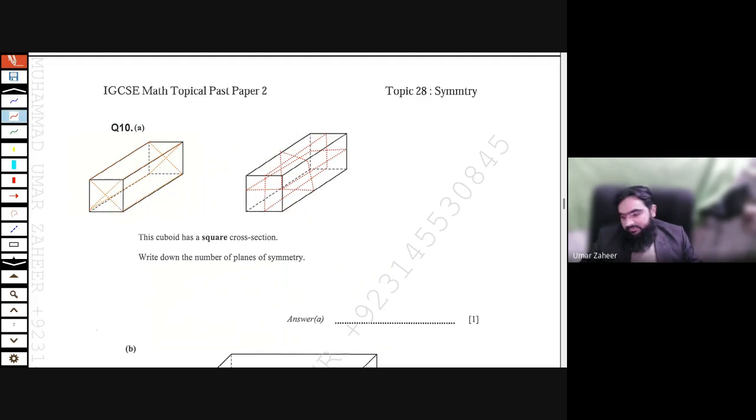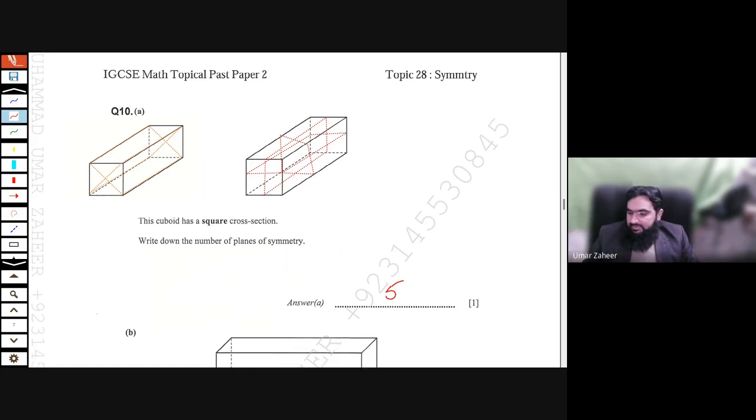How many total do we have? 5. So it's a special case, 5, in which one cross section is going to be a square. So you are able to make 5 planes of symmetry. And if you have it without any square face, you are able to make 3 planes of symmetry. And if it is a cube, then you are able to make 9 planes of symmetry. Clear?